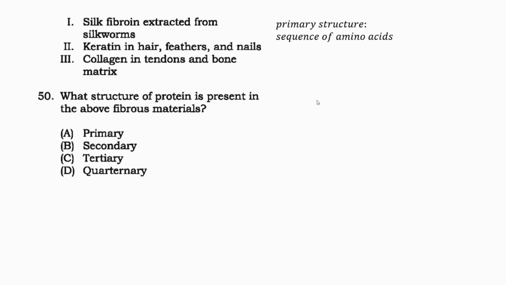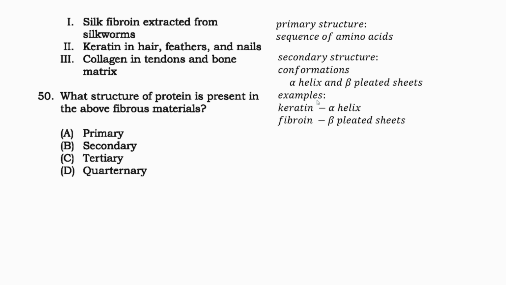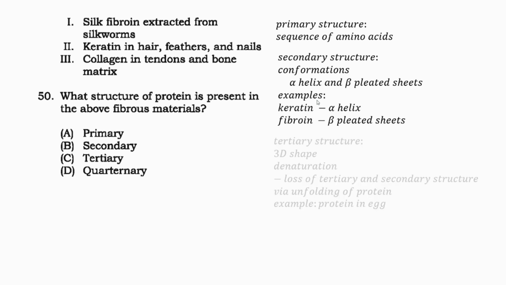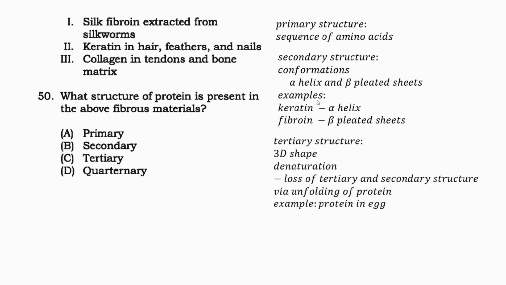Yung sa secondary naman, meron ng conformation involved. So paano yung arrangement ng amino acids natin? It can be alpha helix or pleated sheets. Tapos yung example nila, for alpha helix, we have keratin, while for beta pleated sheets, we have fibroin. For tertiary naman, 3D shape yung pinapakita niya.